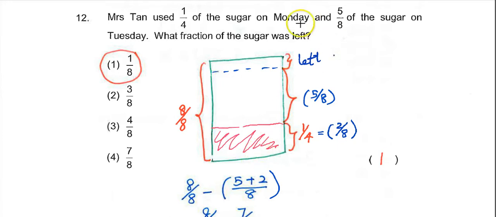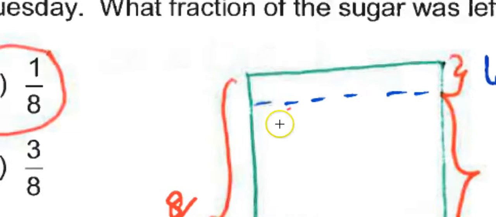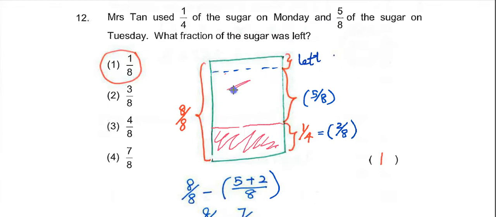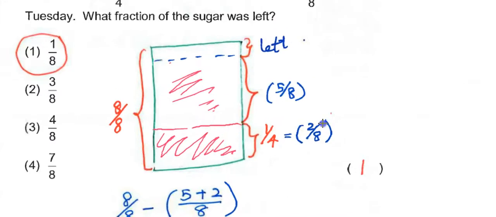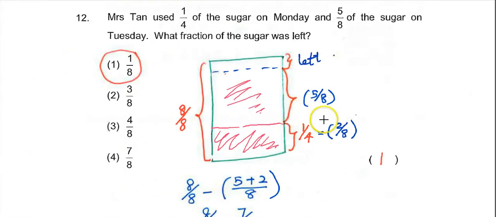Then later on Monday, after using 1/4, on Tuesday she used 5/8. Right, Tuesday, right over the side. Okay, sorry about that. Let me zoom out again. For Tuesday it is this side. It means she has used Monday 1/4. I changed it to 8. And for 5/8 you leave it alone.